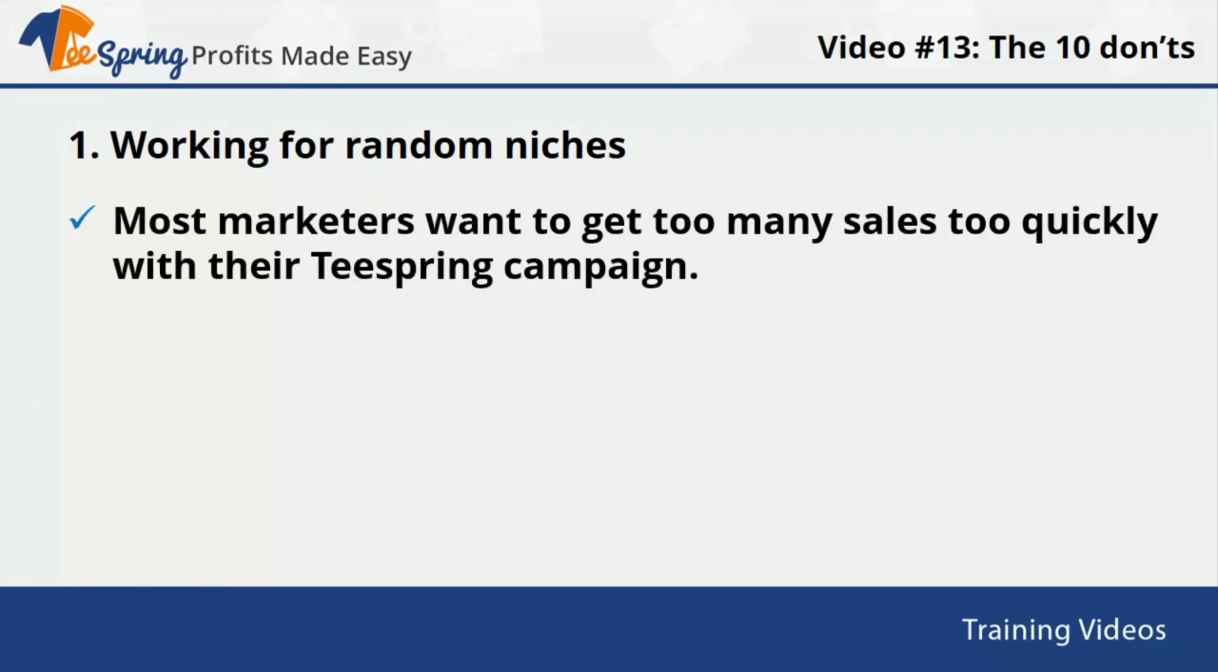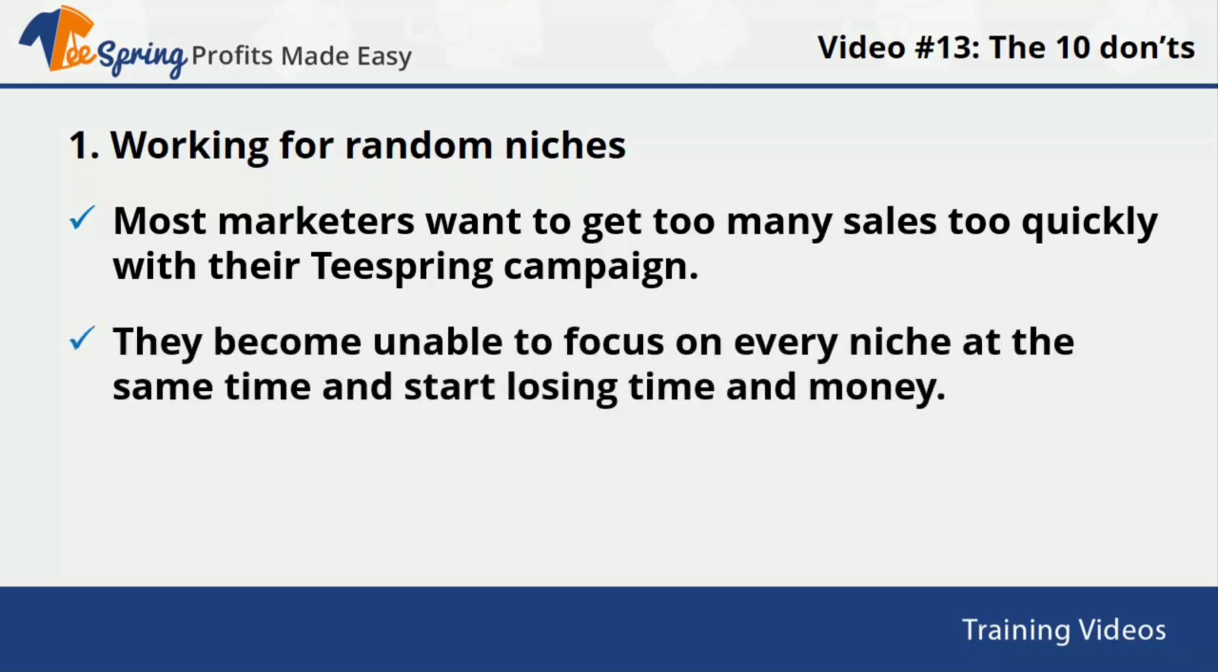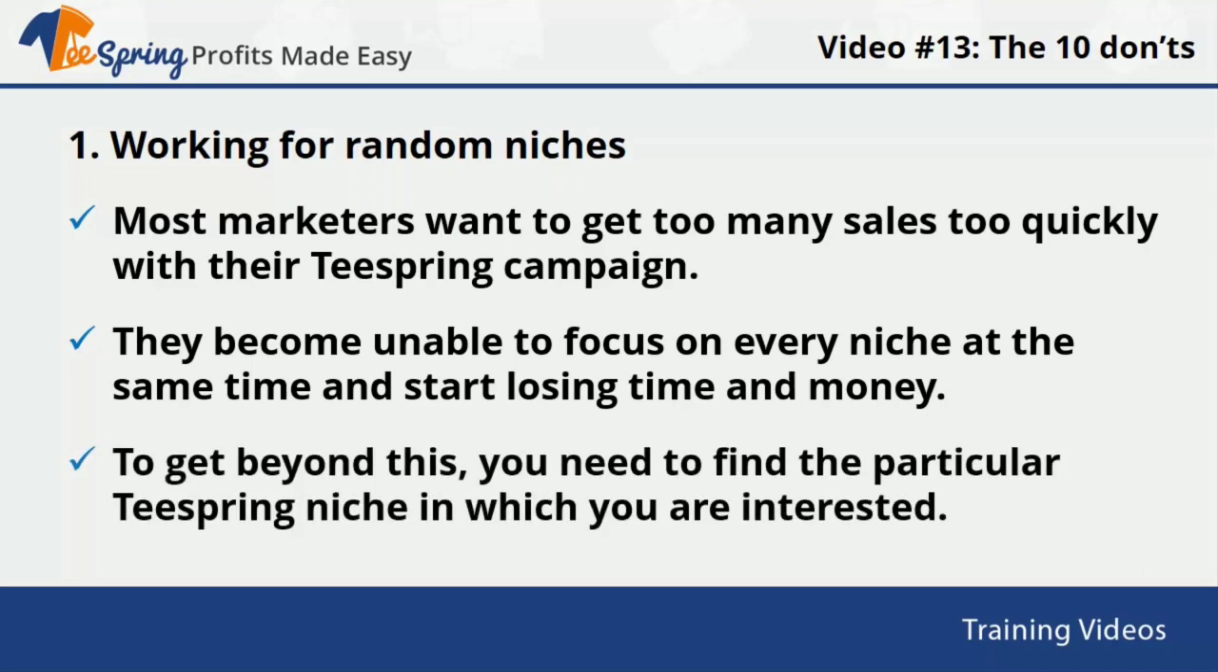Most marketers want to get too many sales too quickly with their Teespring campaign, so they go with multiple Teespring niches and keep doing multiple things at the same time to get maximum profit. They become unable to focus on every niche at the same time and start losing time and money. To get beyond this, you need to find the particular Teespring niche in which you are interested. Dealing in a single niche enables you to be specific and focused with your campaign to get to your desired goals.